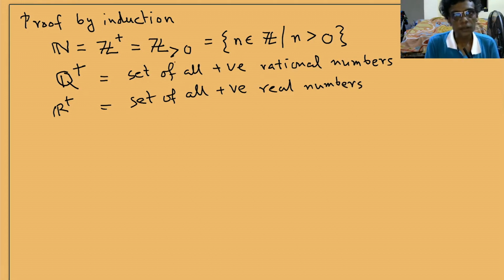It turns out that Z plus has a particular property which is not exhibited by Q plus or R plus. This property makes this set somewhat distinct or different from the others. So, in other words, Z plus can be well ordered. So, I now mention what this means. The well ordering principle.